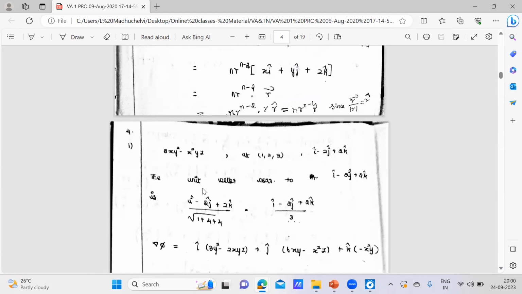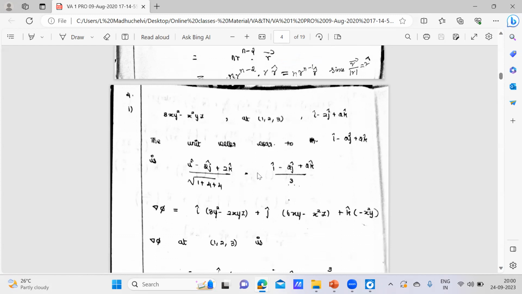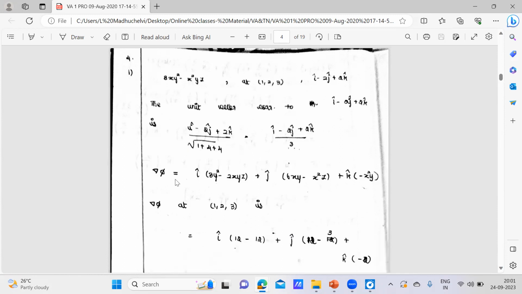So first let us find the unit vector corresponding to the given vector i minus 2j plus 2k. That is r vector by modulus of r, the unit vector corresponding to the given vector. So i minus 2j plus 2k by root of 1 plus 4 plus 4, that is i minus 2j plus 2k by 3.